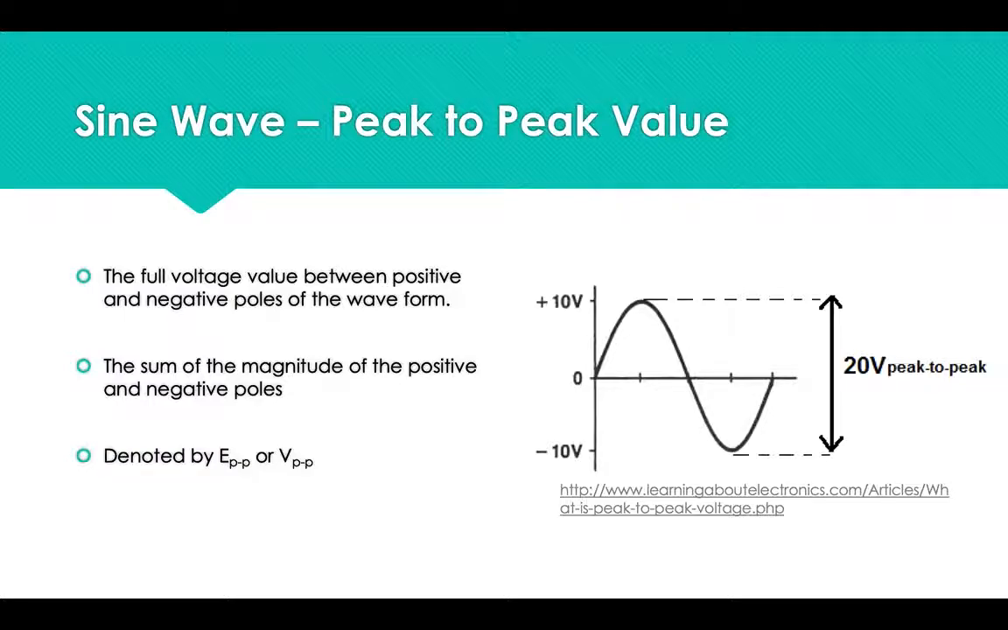The peak-to-peak value is similar to the peak amplitude, however it is double its value, as it's the full voltage value between the positive and negative poles of the waveform. It is denoted by an uppercase E or V.